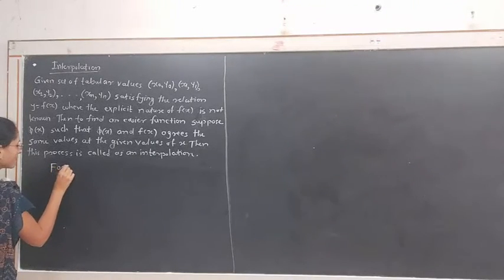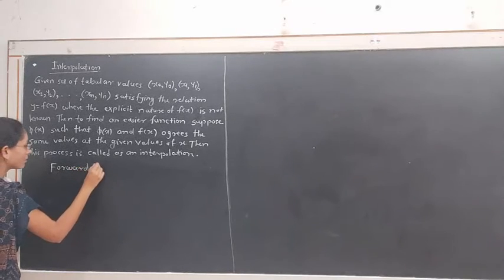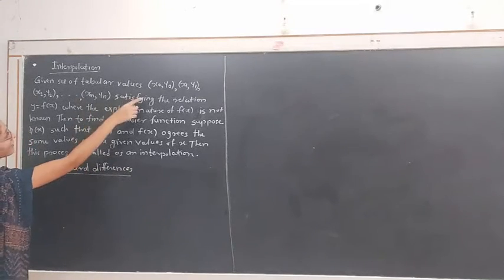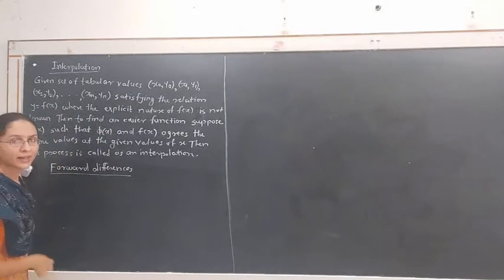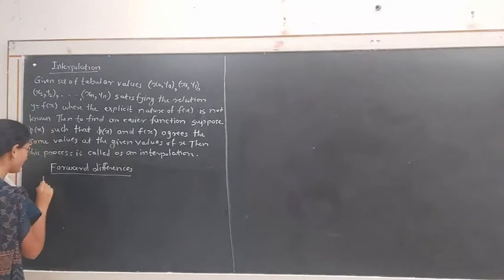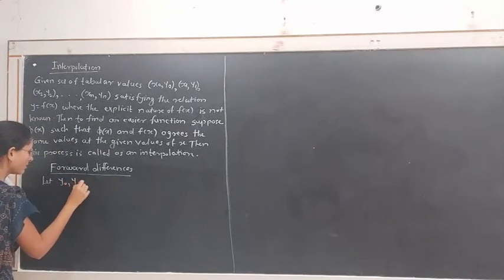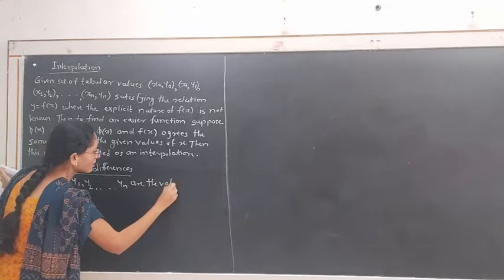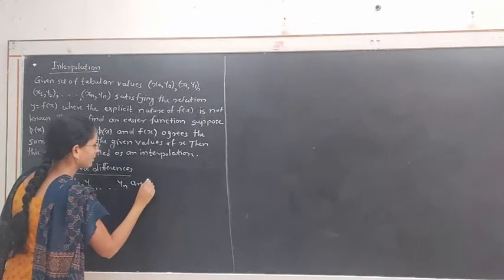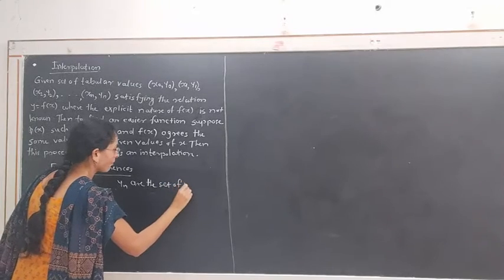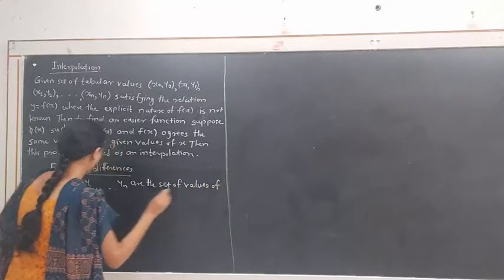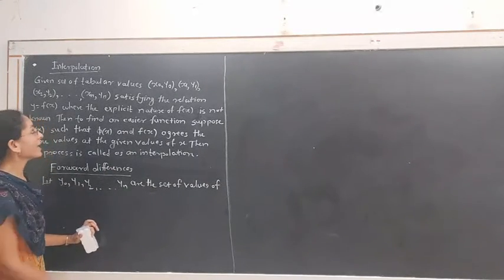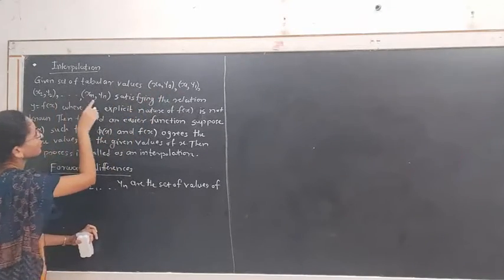Forward differences. Suppose we have the function y is equal to f of x, then we are getting the values of y as y0, y1, y2, yn, the set of values of y at different points which are equally spaced. Those points are x0, x1, x2 up to xn.